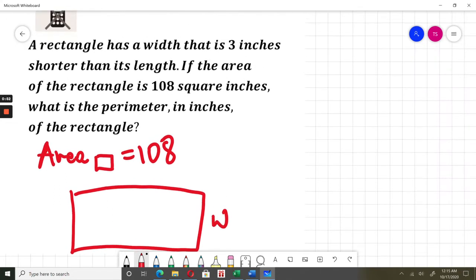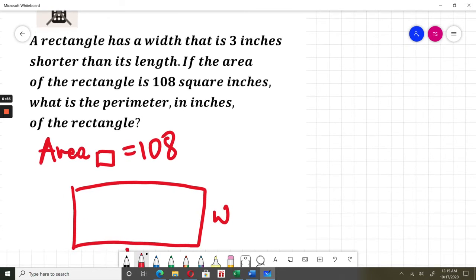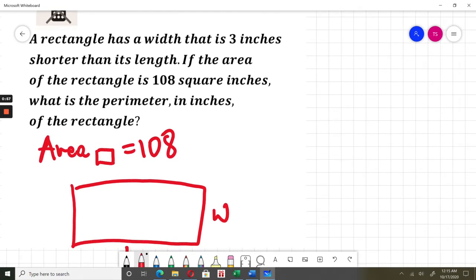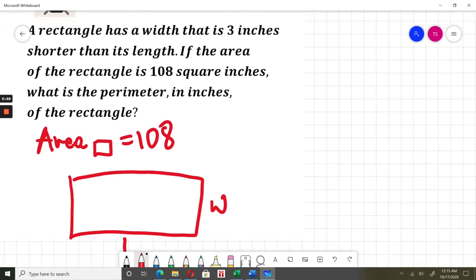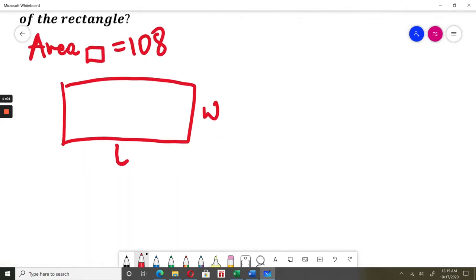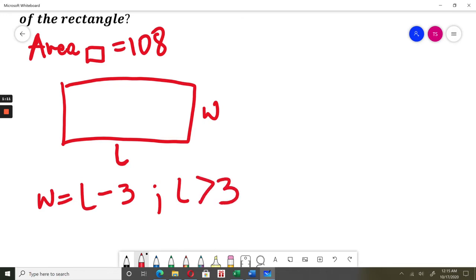What I know: a rectangle has a width that is 3 inches shorter than its length. So width is equal to length minus 3. I can say now that length has to be more than 3 because width has to be positive as well.